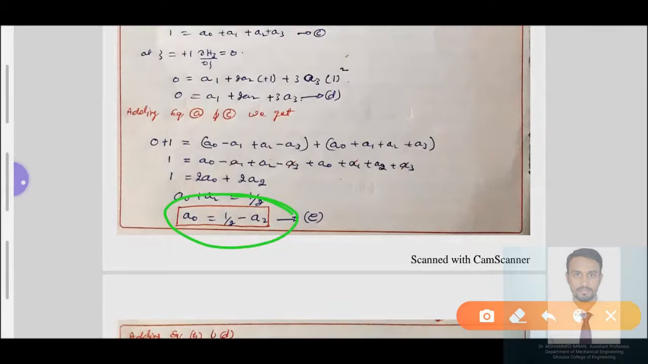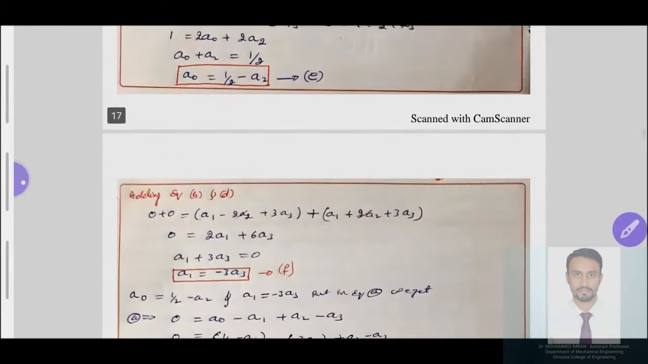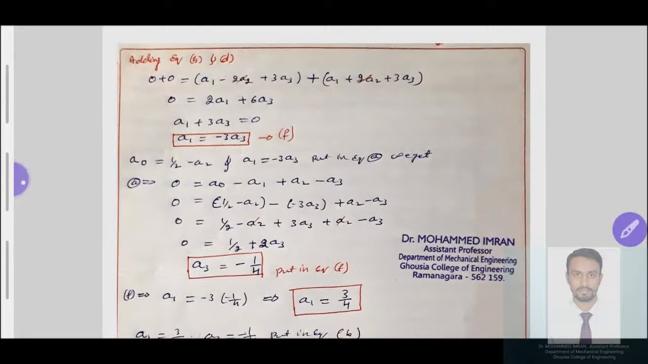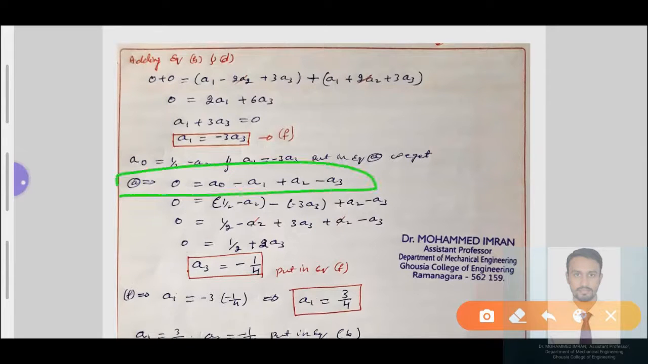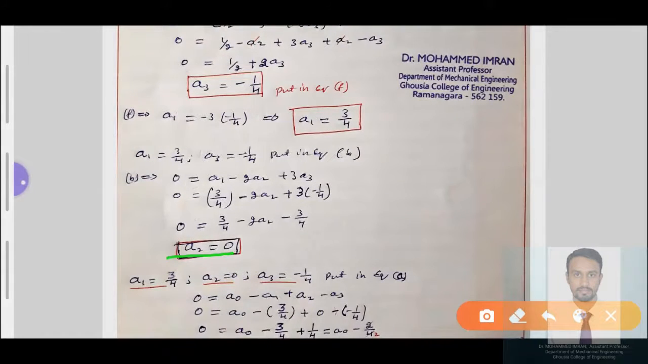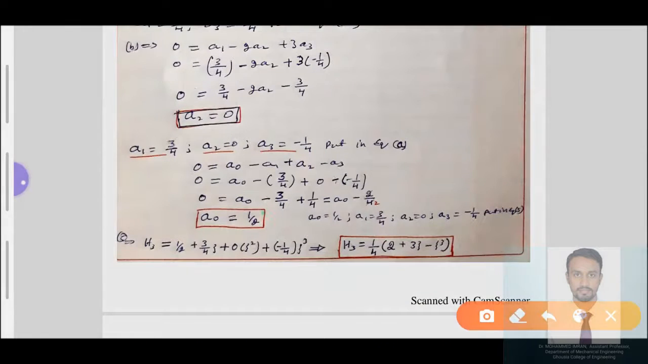When we add, a0 equals half minus a2. Similarly, adding B and C, we get a1 equals minus 3 a3. Substitute those values in equation number A again. I'm substituting in equation number A. We have a3 value minus 1 by 4, a1 value 3 by 4. Similarly, a2 value is 0 and a0 value is 1 by 2. Substitute all these values: a0 equals 1 by 2, a1 equals 3 by 4, a2 equals 0, a3 equals minus 1 by 4.